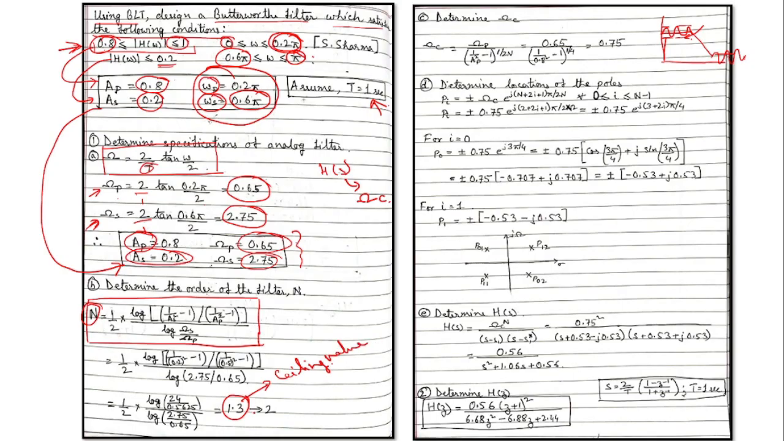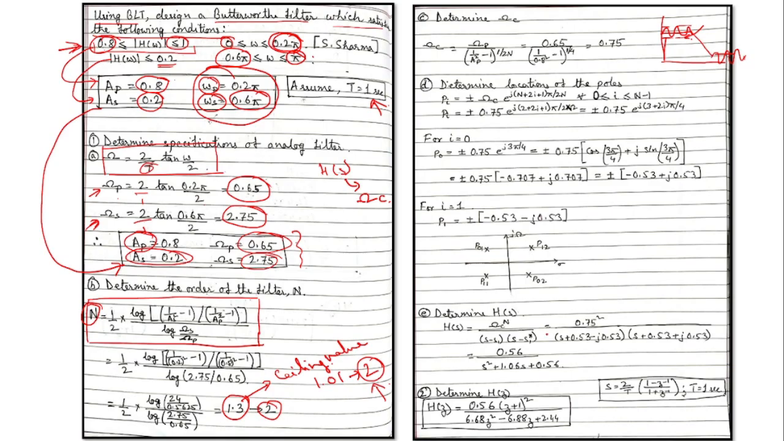So here the ceiling value of 1.3 is 2. Even if it had been 1.01, we would have to take the ceiling value, that is 2. Ceiling value means whatever value you get after the decimal, you take the higher value, and floor value means you take the lower value. So we have to keep it in mind: we take the ceiling value while computing the order of the filter.